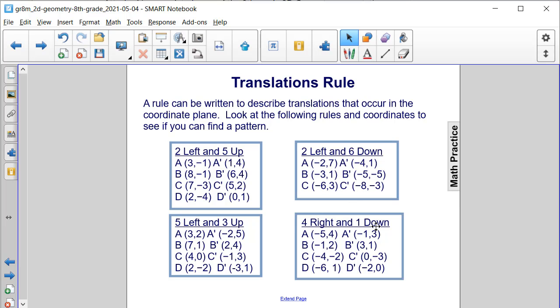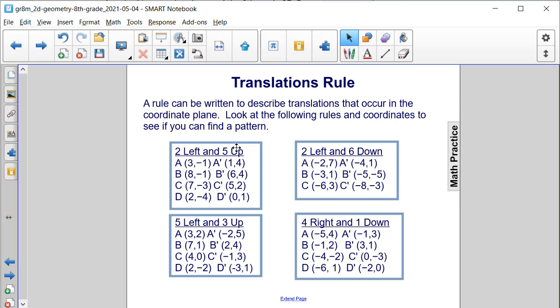Now this one's going to the right 4. So if the left decreases the x-coordinate value by a certain number, then right should increase it. So let's see if that happens. -5 to -1. Okay, yeah, I added 4. -1 to 3. Oh, I added 4. -4 to 0. I'm adding 4. -6 to -2. I'm adding 4 to get my new x-coordinate.